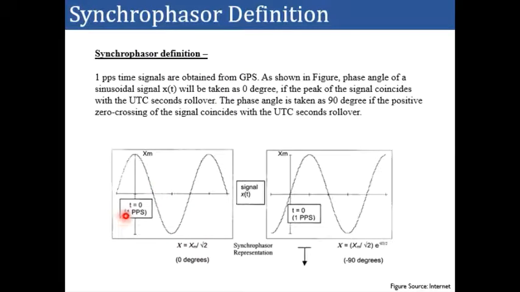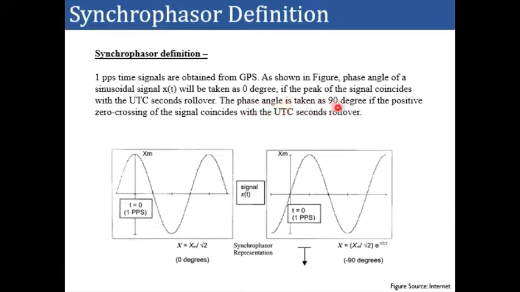Here, if you see this figure, the peak of the sinusoid you are seeing is coinciding with the 1 pulse per second. When the peak of the sinusoid coincides with the 1 pps signal, then we can say that the angle of the phasor being represented by this sinusoid is 0 degree.